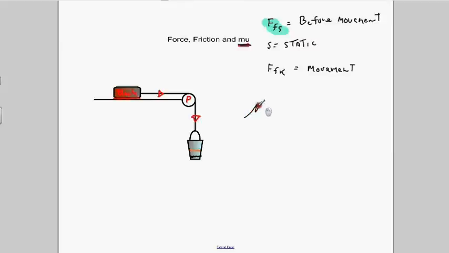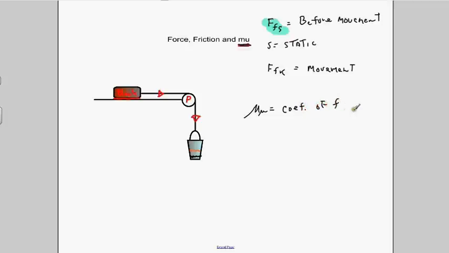Mu is written kind of like a funny M like that. That's the Greek symbol for mu, okay? And it's equal to the coefficient of friction, and I'm just going to put down COEF to abbreviate it. It's the coefficient of friction.